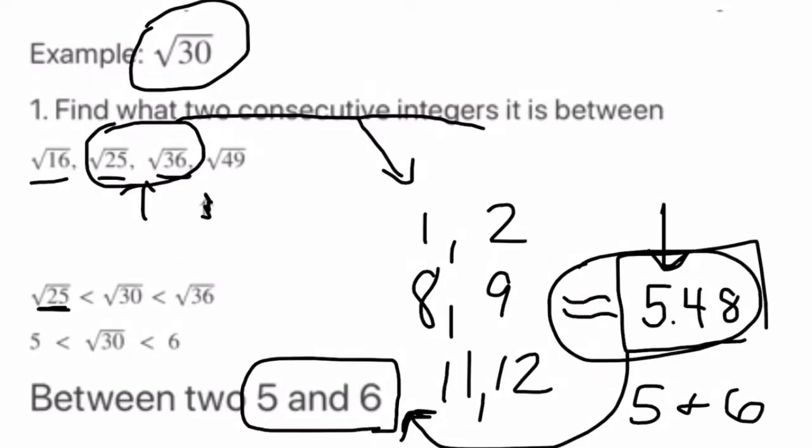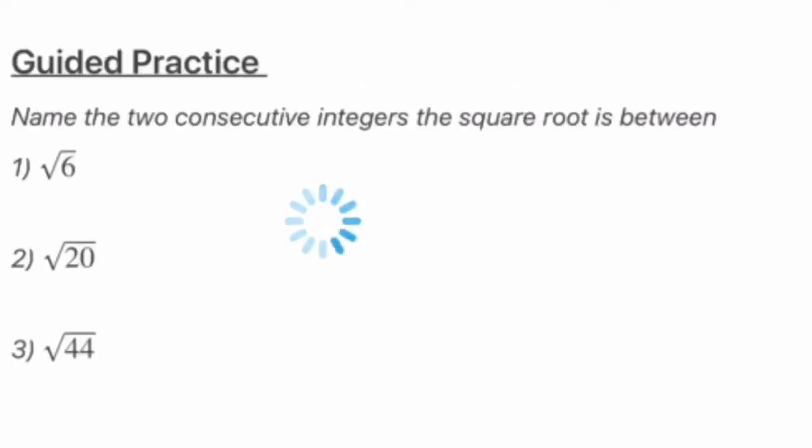So let's practice doing some of these. So the first one that you guys are going to do is I want you just to name the 2 consecutive integers the square root falls between. And so the first one is the square root of 6. It is a non-perfect square root. And I just want you to name the 2 integers. I don't want an estimate. I don't want it rounded. I just want the 2 integers that it falls between. Go ahead and pause the video and try number 1 on your desks with your expo markers.